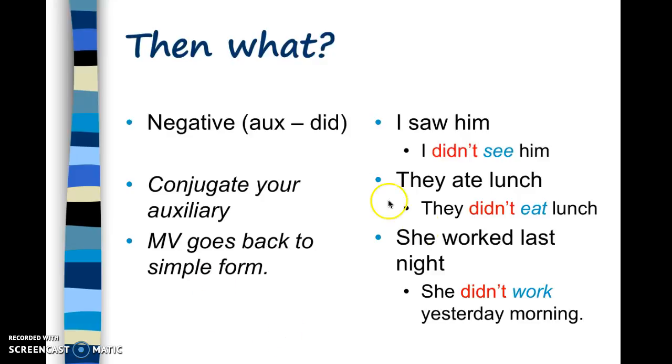So I saw him. I want to put my auxiliary into the past, negative, so I did not or I didn't, and my verb goes to the base form. I didn't see him. They ate lunch, my verb is in the affirmative form. To make it negative, I conjugate my auxiliary. They didn't, and then my verb goes back to the base form.